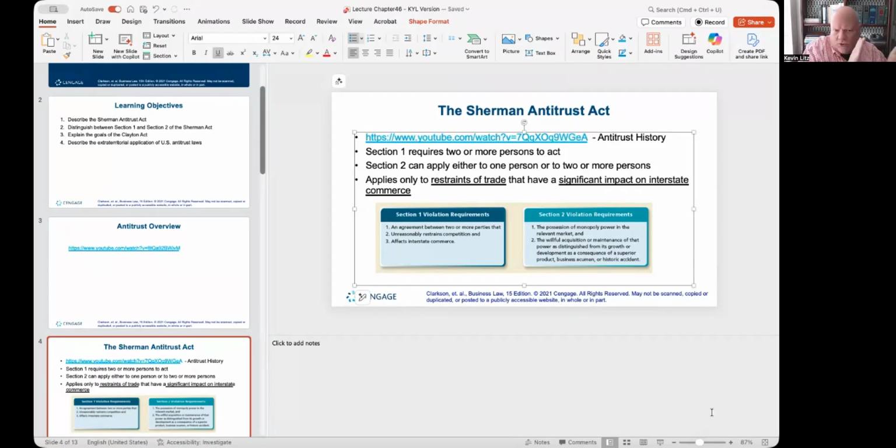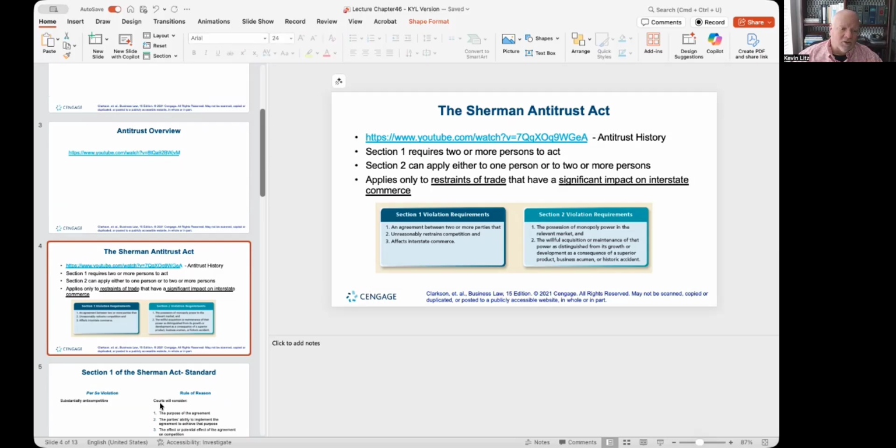So first, let's talk about the Sherman Antitrust Act. Basically, Section 1, collusions. Section 1 or 2. And it basically just prohibits restraints of trade that have a significant impact on interstate commerce. So if you're colluding between two potential customers to try to get the price higher on the car you're selling personally, well, that's probably not a restraint of trade that will have a significant impact on interstate commerce. However, there are certain acts that will.